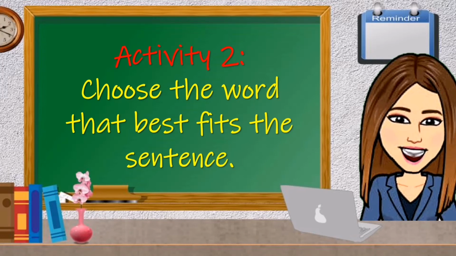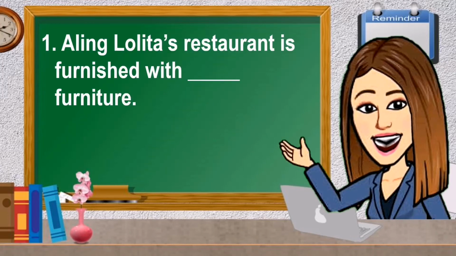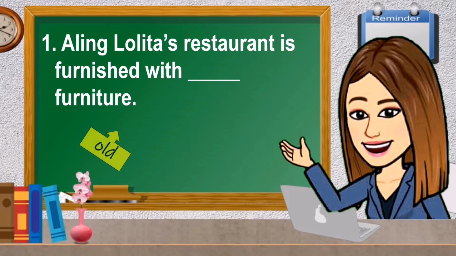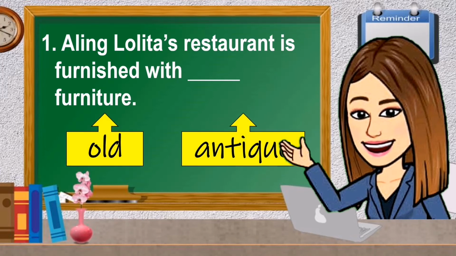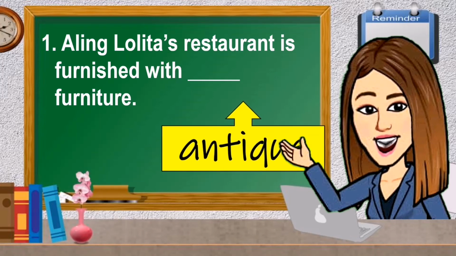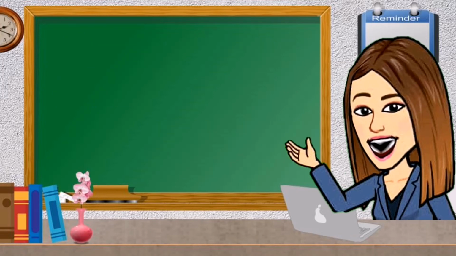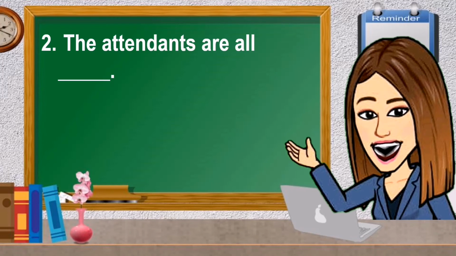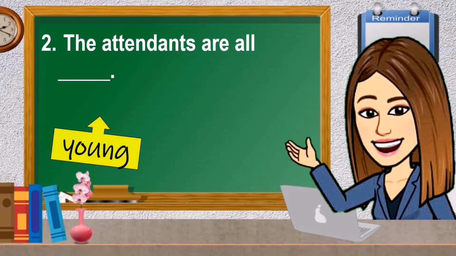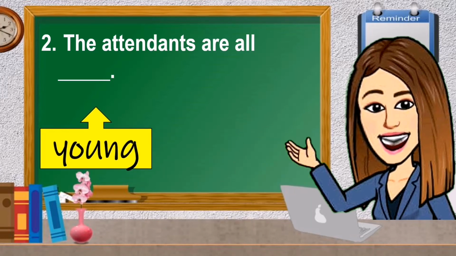Choose the word that best fits the sentence. Number 1. Aling Lilita's restaurant is furnished with blank furniture. Old, antique. The correct answer is antique. Aling Lilita's restaurant is furnished with antique furniture. Number 2. The attendants are all blank. Young, immature. The correct answer is young. The attendants are all young.